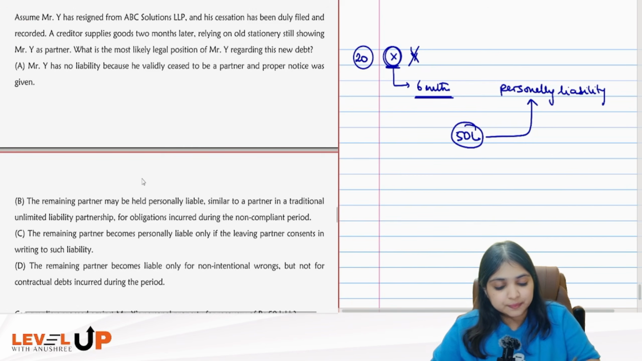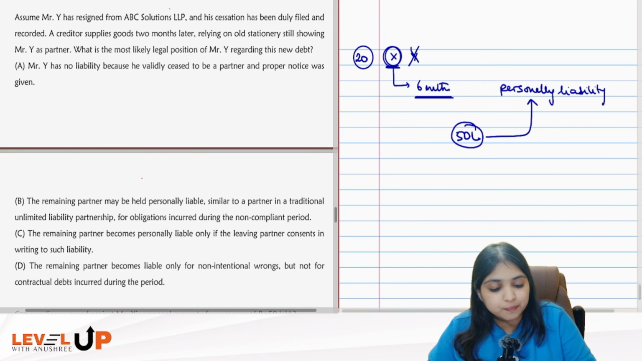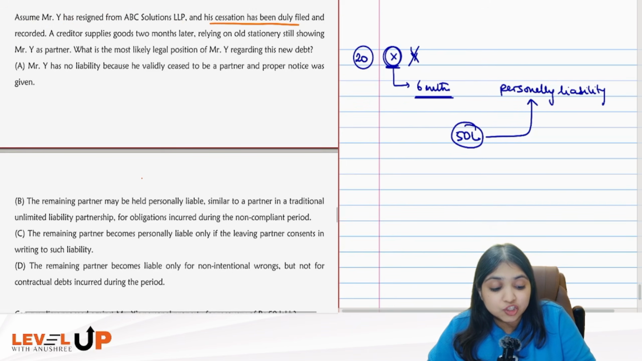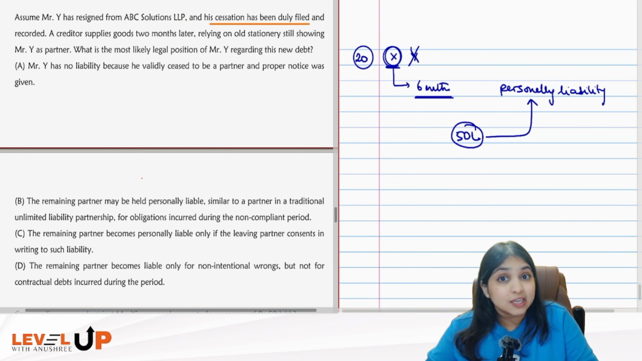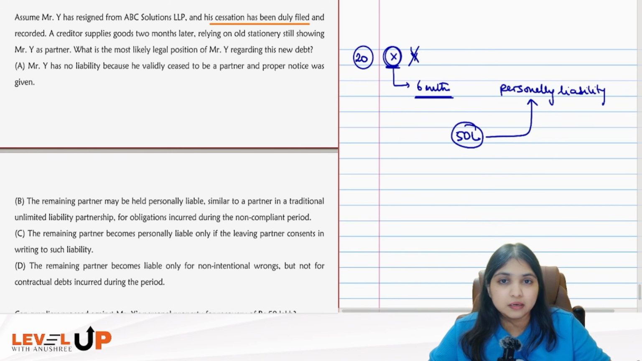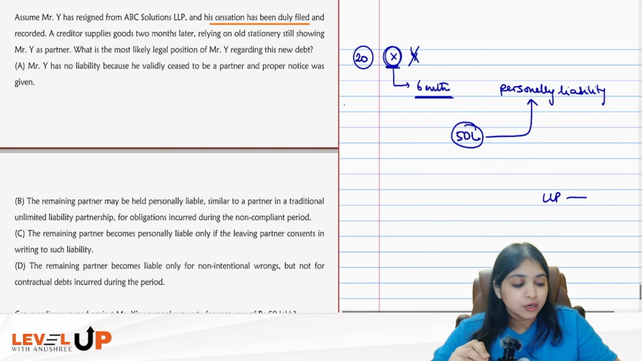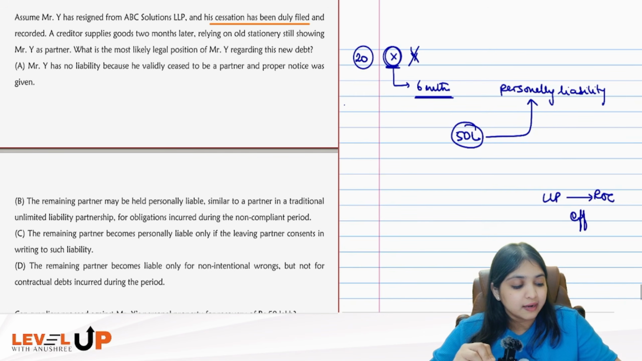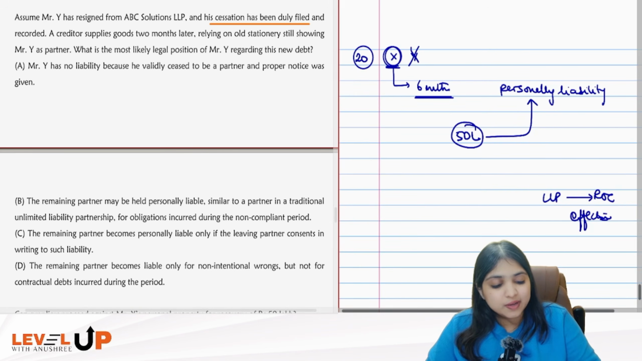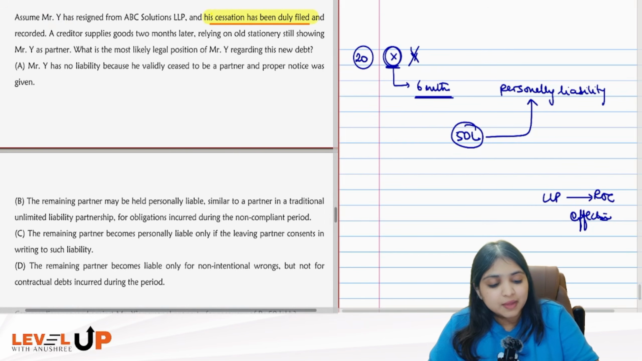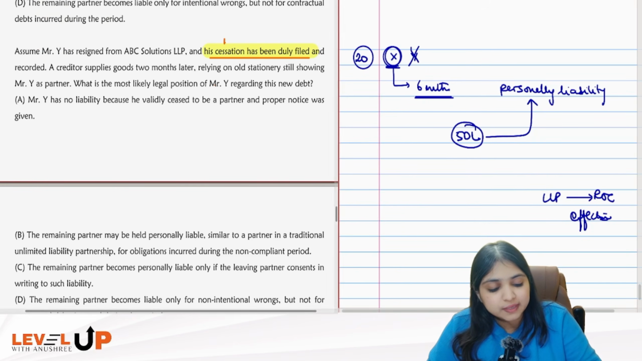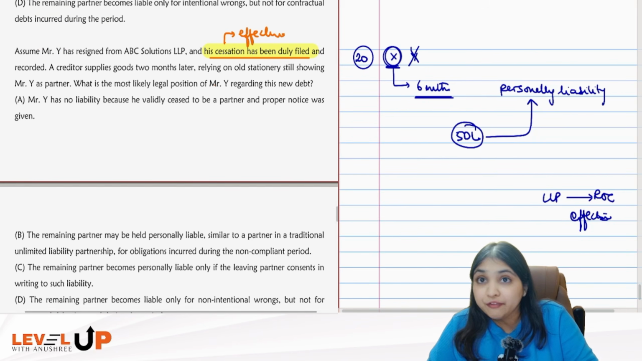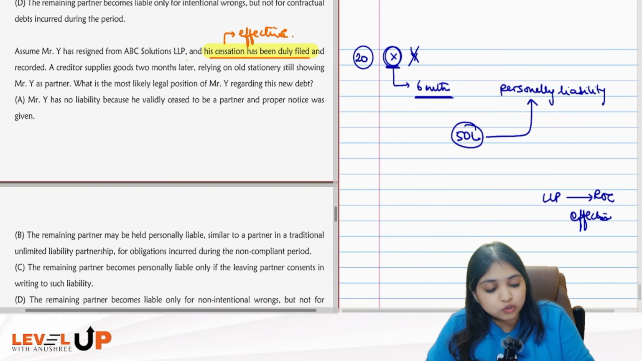Then comes the third question. Assume Mr. Y has resigned from ABC Solutions LLP and his cessation has been duly filed and recorded. See, when a person ceases to be a partner, about the fact that he's left, the LLP has to inform the ROC. We have to file about his cessation with ROC, only then it is going to be effective. So here the question is saying that his cessation has been filed with ROC. So Mr. Y resigned and his cessation has been duly filed, which means his cessation is now going to be effective, guys. A creditor supplies goods 2 months later.